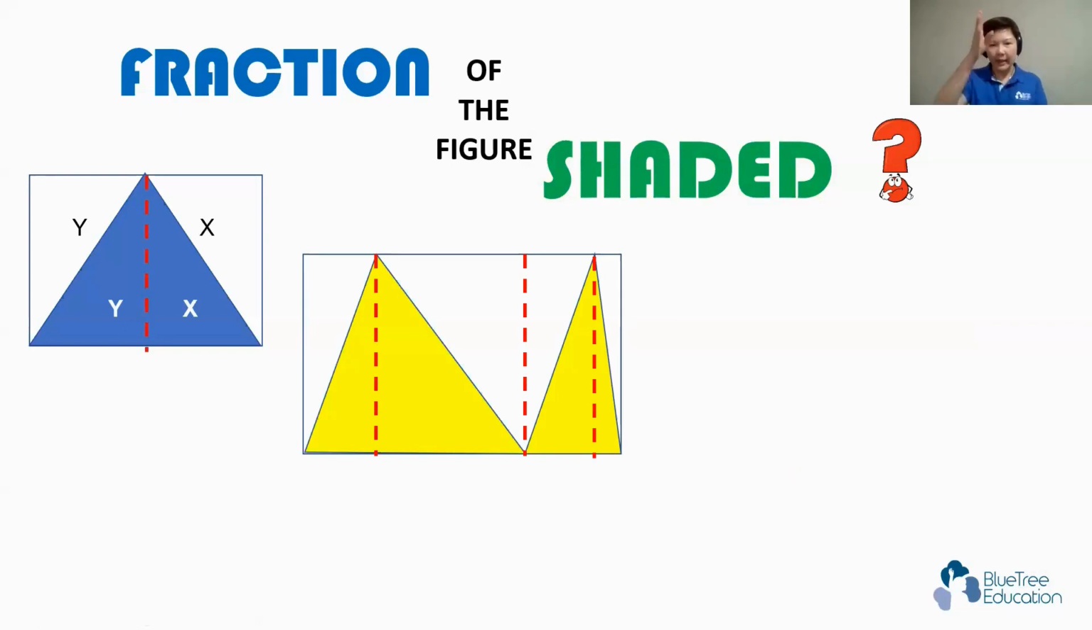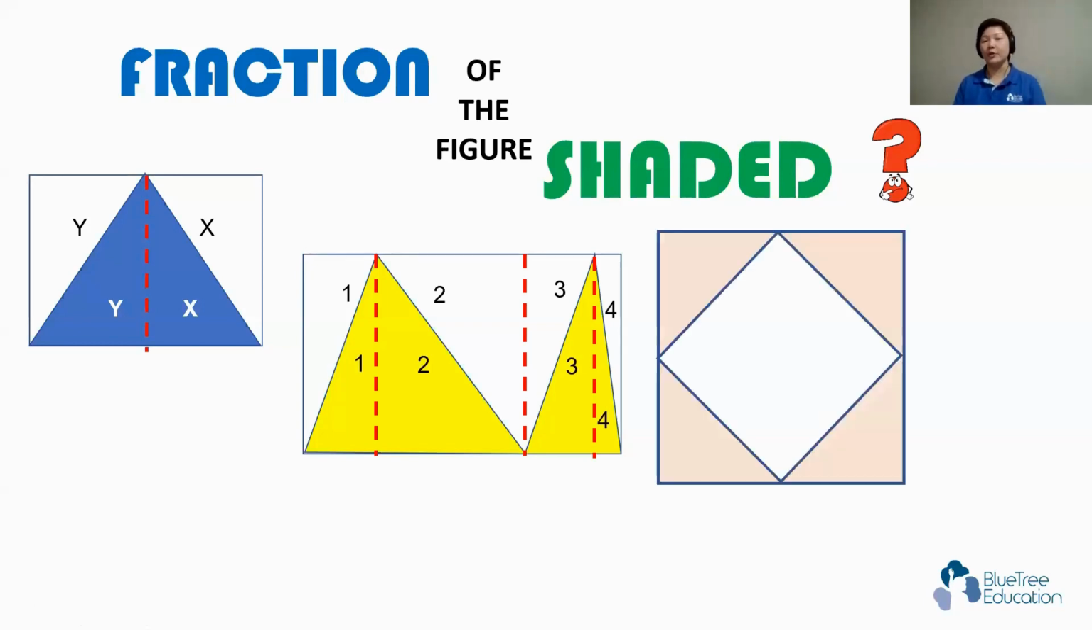So you draw a dotted line like this, and then that's how we show the children that, can you see the white space equals to the yellow space, and that yellow triangle equals to the other yellow triangle number 2, and number 3 equals to number 3, and 4 equals to 4. So if you have one of each, therefore it is half shaded. The kids also tell you, I know this is half, but what I like to ask them is, how do you know it is half? How do you know?